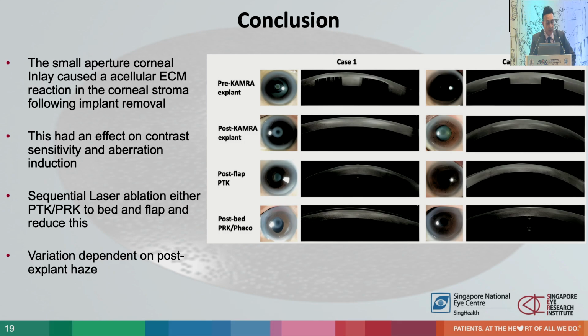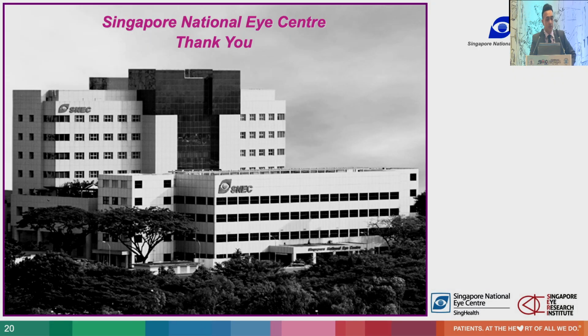Sequential laser ablation, either PTK or PRK, to the bed and the flap can reduce this. I do this as sequential procedures to try to refine the refractive outcome. And the variation is dependent on the degree of the host explant haze. Some of the cases do have very severe haze, and of course you have to counsel the patients. You're not going to be able to get rid of it completely, but you will get significant improvements. Thank you for your attention.